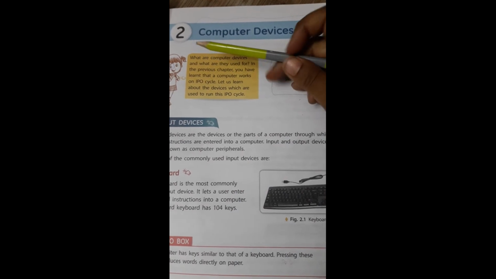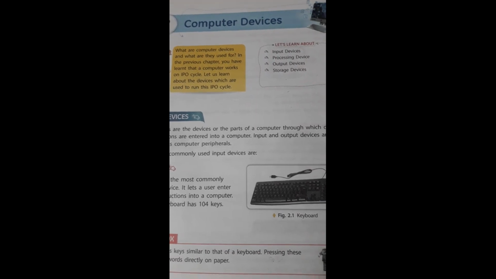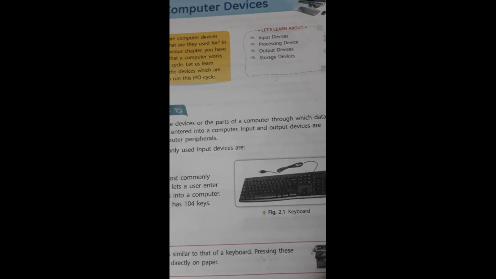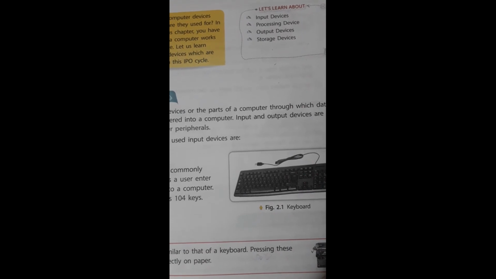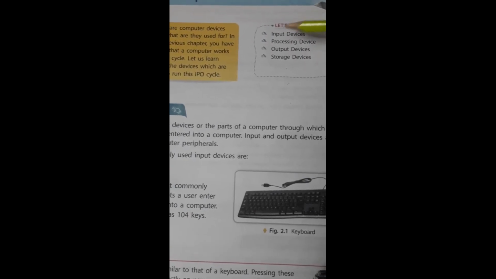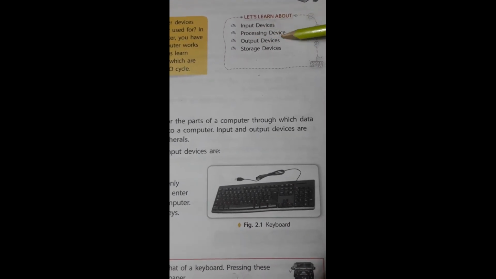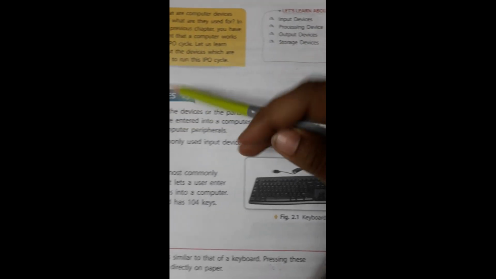So students, today I am going to start your second chapter, computer devices. I already told you that in the previous chapter you learned that a computer works on the IPO cycle. Let us learn about the devices which are used to run this IPO cycle. In this chapter you will learn about input devices, processing devices, output devices, and storage devices. Okay, so now let us start with input devices.